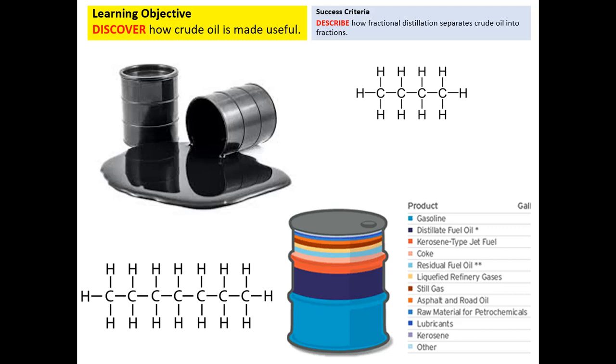Now, as we know, the products that we get are alkanes, and the longer the chain alkane, the higher the boiling point is. And this is the key fact that makes fractional distillation work. So we separate crude oil into its fractions based on the boiling point of each different fraction, different group of substances. So let's see how it works.